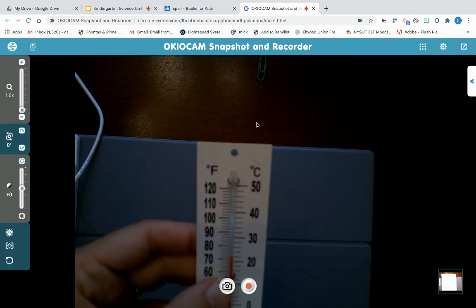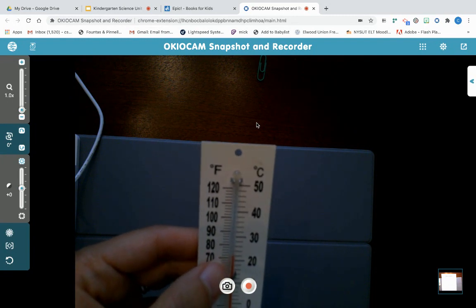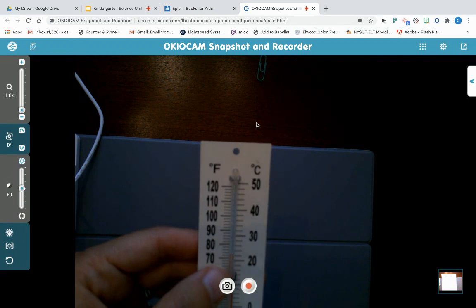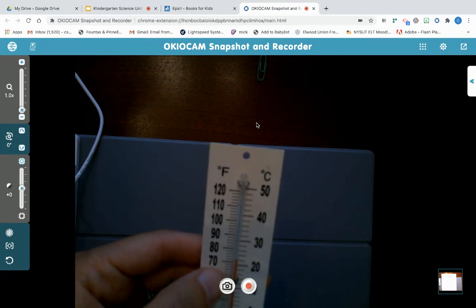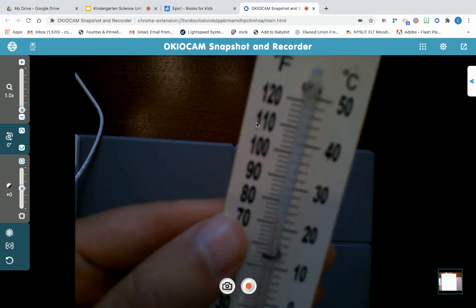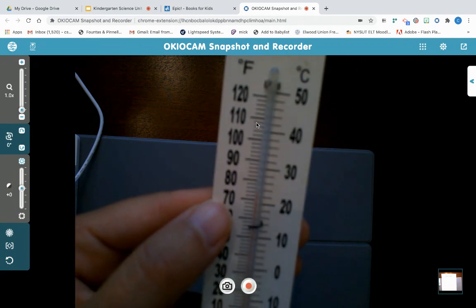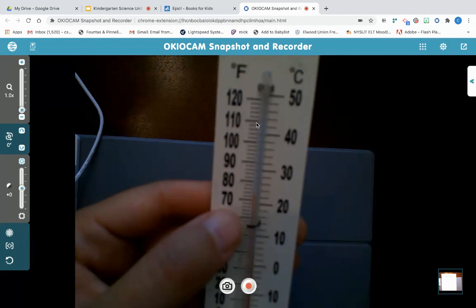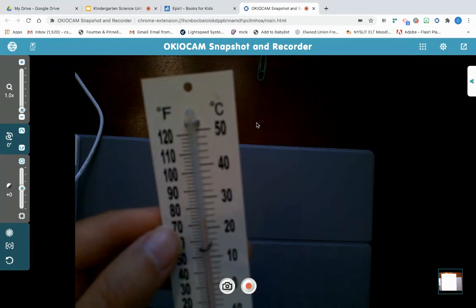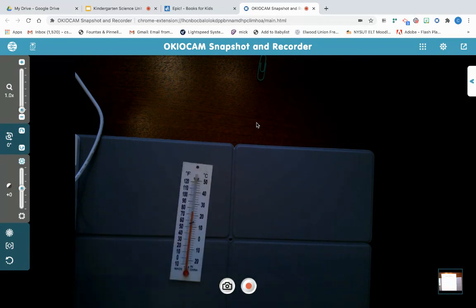So here in the United States, we would say that the temperature in this room is 70, oh, it went up a little, 72 degrees. Can you see that? 72 degrees Fahrenheit. 71, 72. Okay. Let's see what's next.